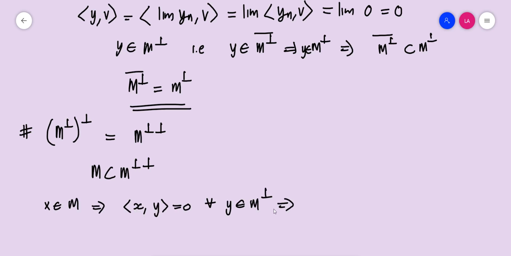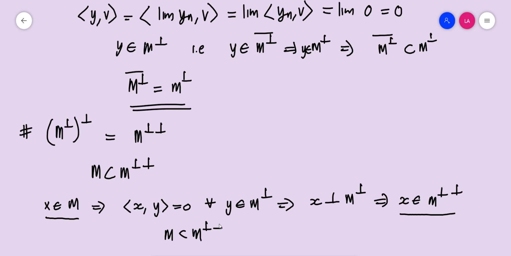Now this implies x is perpendicular to M perpendicular, because the inner product of x and y is equal to 0 for all y in the orthogonal complement of M, or y belongs to M perpendicular. M perpendicular consists of all the elements which are perpendicular to the elements of M. Now x is an element which is perpendicular to M perpendicular. M perpendicular perpendicular consists of all those elements which are perpendicular to M perpendicular. So this implies x is an element of M perpendicular perpendicular. That is, for every x element of M, x is an element of M perpendicular perpendicular. That is, M is a subset of M perpendicular perpendicular.